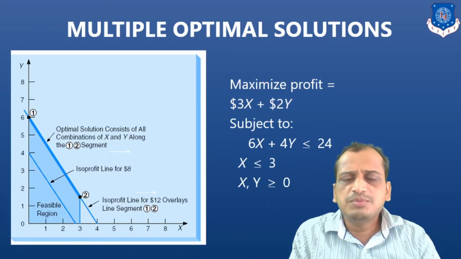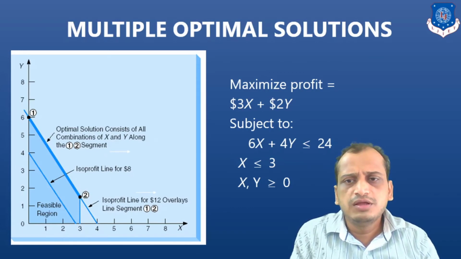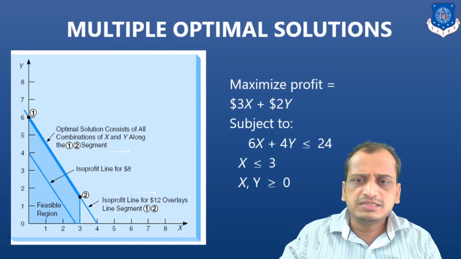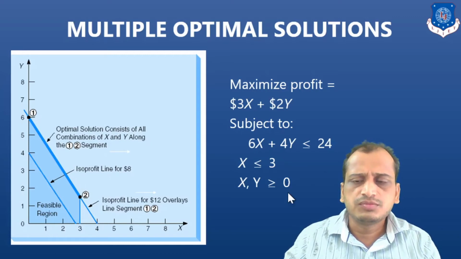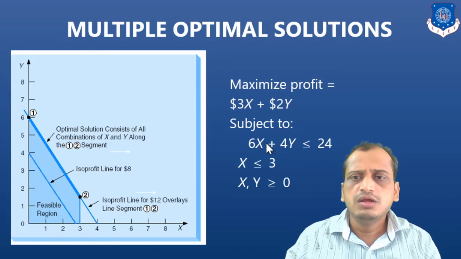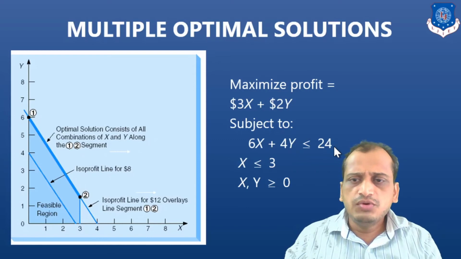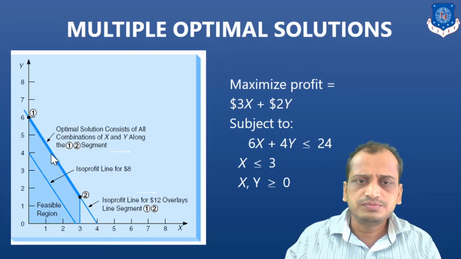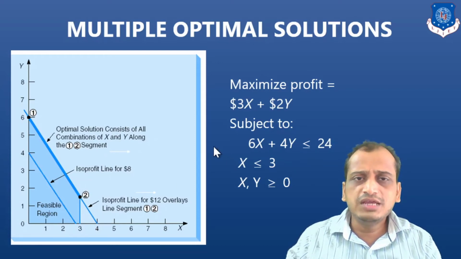So here, the example is given: maximize profit 3x plus 2y, which is the objective function, subject to two constraints: 6x plus 4y less than equal to 24, x less than equal to 3, and x and y are the non-negativity constraints, greater than equal to 0. So the solution lies in the first quadrant, right? Now 6x plus 4y less than equal to 24. So where is this line? If you see here, this is the line, right? And it is less than equal to, so it is towards the origin.